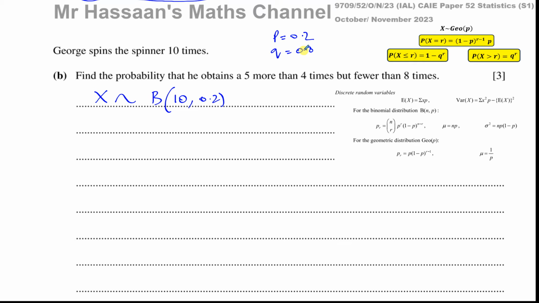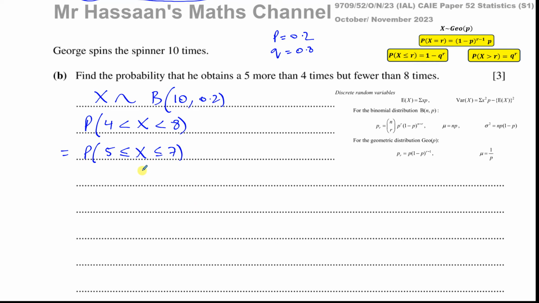So this is now a binomial distribution, and the formula for binomial distribution is slightly different here. And we want to find the probability that x is more than 4 but less than 8. So x is greater than 4 but less than 8, which is the same thing as saying, as we discussed earlier, the probability that x is between 5 and 7.